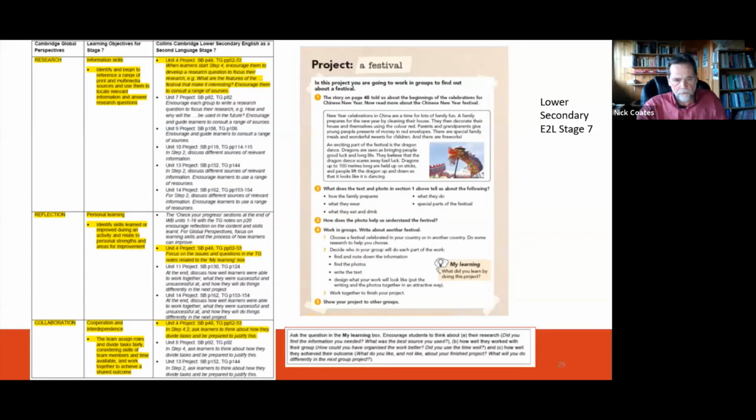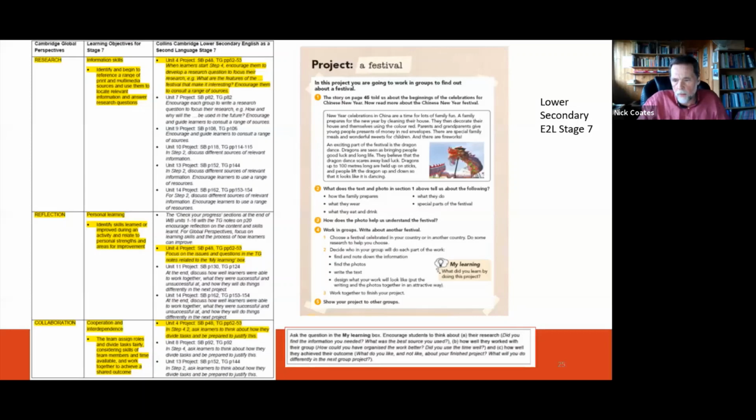The reference in the italic note was to the teacher's guide notes, which are shown at the bottom of the page in that little box with a red line around it. It says, ask the question in the My Learning box. Encourage students to think about their research, and there's some example questions you can ask the students to provoke this. Did you find the information you needed? What was the best source you used?